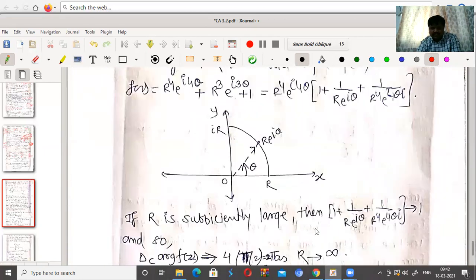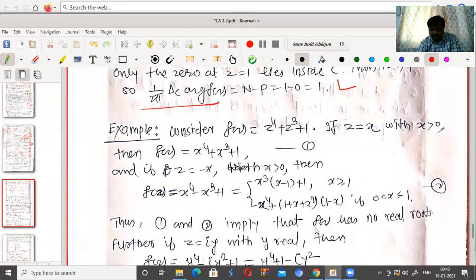So this is also one more example in which we have discussed something. That is, if your function is z raised to 4 plus z cube plus 1, right? This function we are taking.